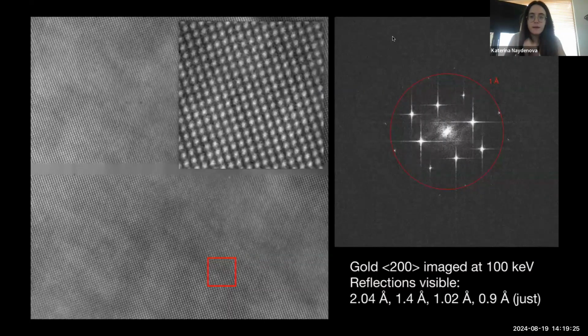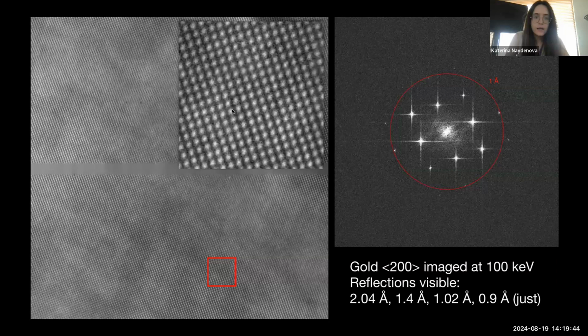This is just an image to show you the ultimate capabilities of the 100 keV microscope, and showing you that, yes, you can see atoms with this microscope. Here we are imaging a layer of gold, very thin gold crystals in a particular orientation, such that each of these white dots is an actual atomic column. You can see the atomic columns in the direct image, which is pretty good. And you can also see the reflections in the Fourier transform of the image up to around 1 angstrom, which is roughly the resolution limit of this microscope.